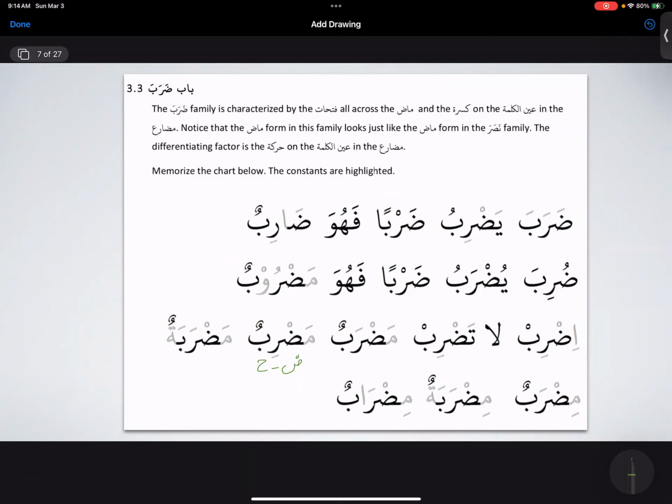Yadribu. So if I ask you, tell me in terms of madmum, maftuh, or maksur, and I'm talking about the ayn kalima, what should be the answer for yadribu? Maksurul ayn. Yes, it is maksurul ayn here.